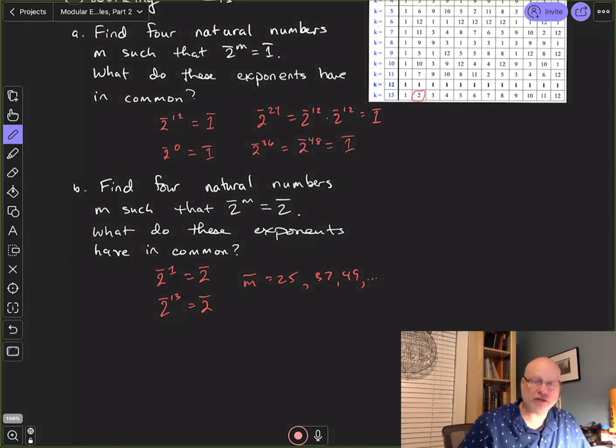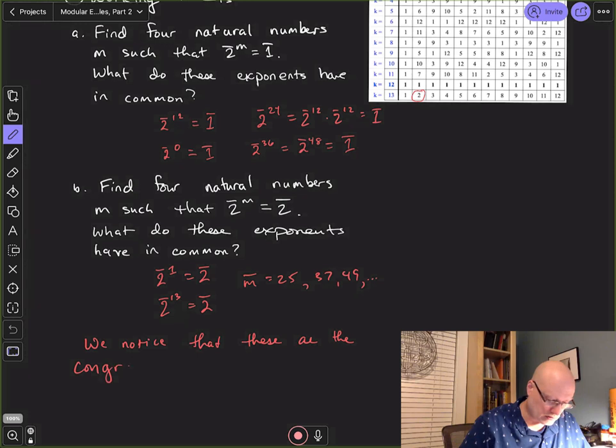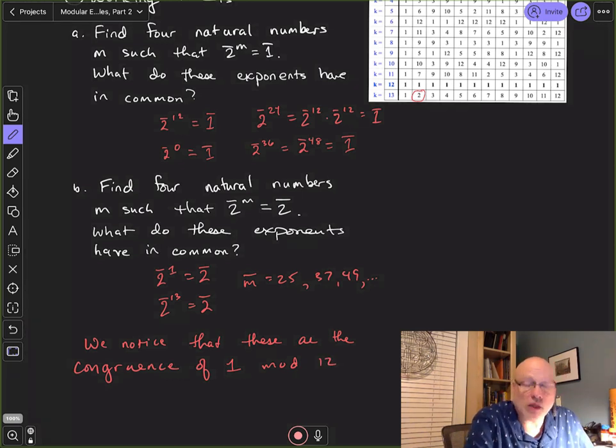So what we notice here, there are a lot of ways we can describe this, but probably the most sophisticated way is that these are the congruence class of 1 mod 12. In other words, they have a remainder of 1 when divided by 12. So notice this relationship between the mod of the system we're working in, Z13, and the powers when we're looking at raising it to an exponent.